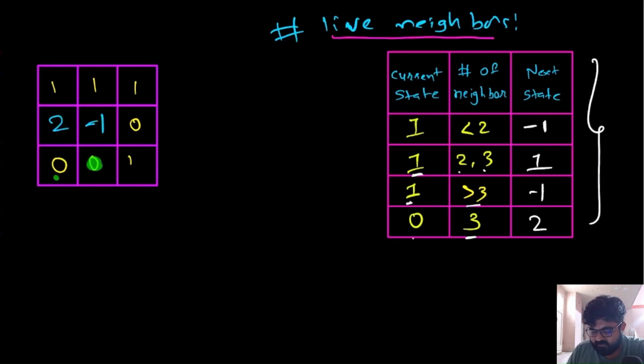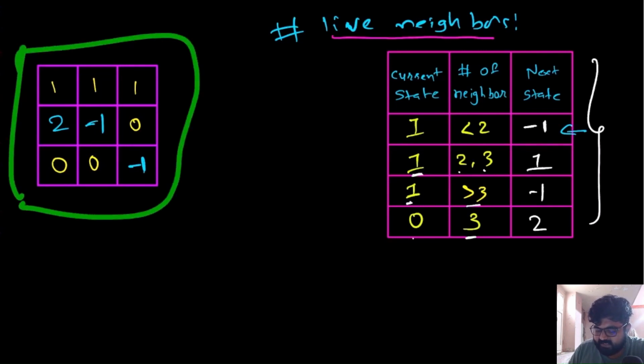Same goes for this one. This particular 0 has 1 live neighbor and also 2 live neighbors. So if there are 2 live neighbors, we don't need to do anything. And for this particular one, how many live neighbors does it have? It only has 1 live neighbor, which was this value -1. So this is going to turn out to value number 0. But rather than turning to value number 0, we are going to turn it to -1. And this is going to be the next state.